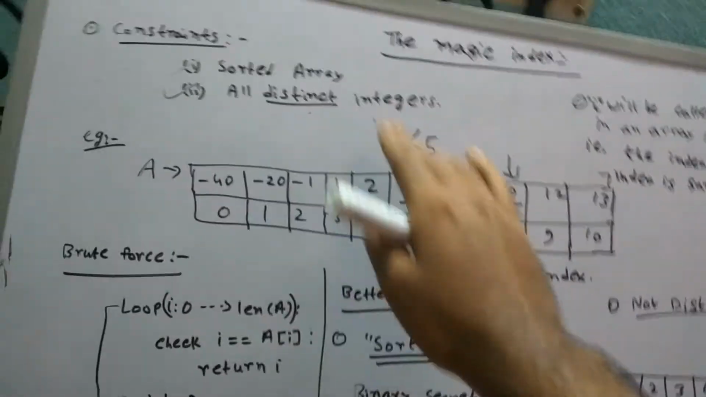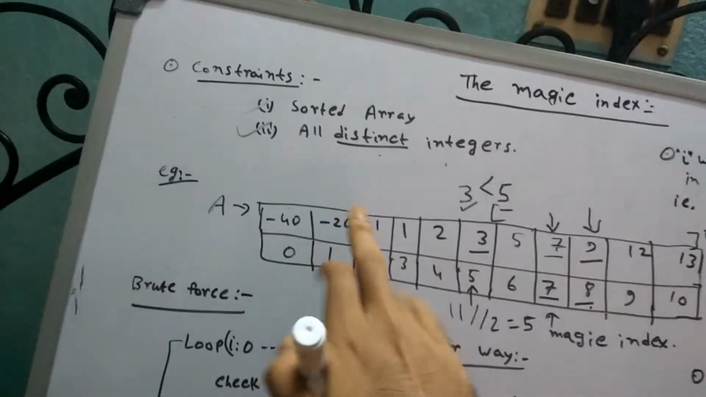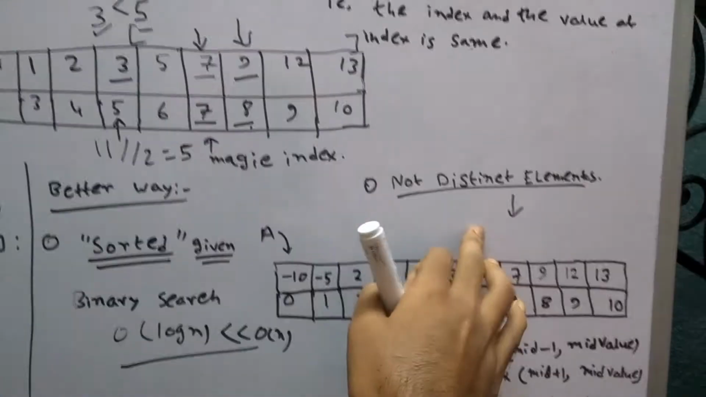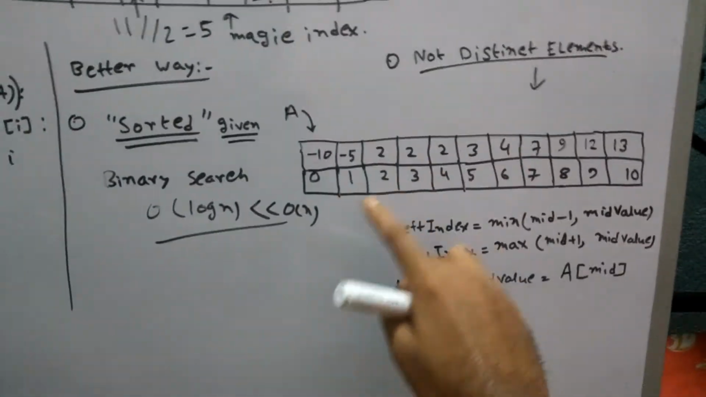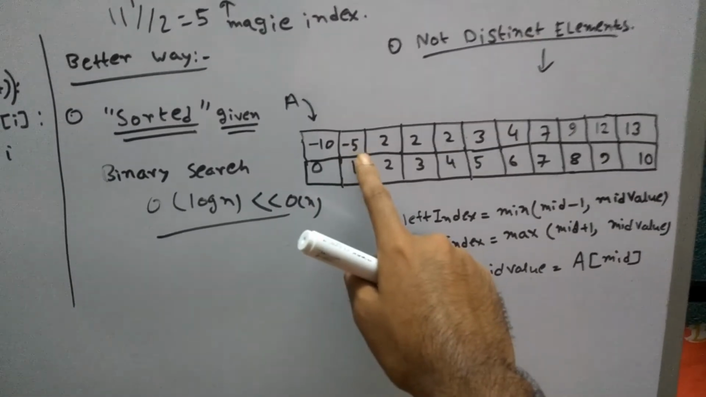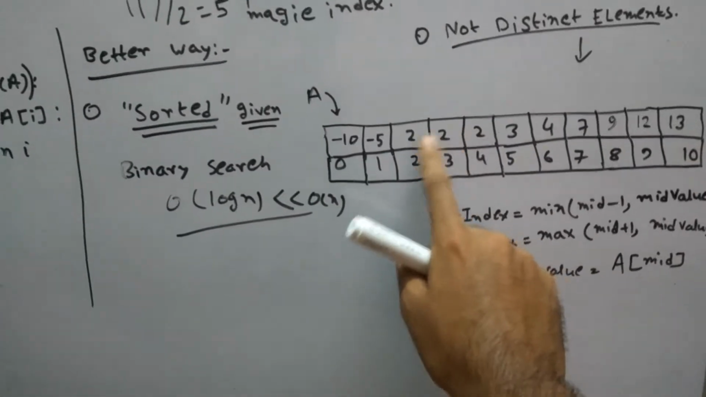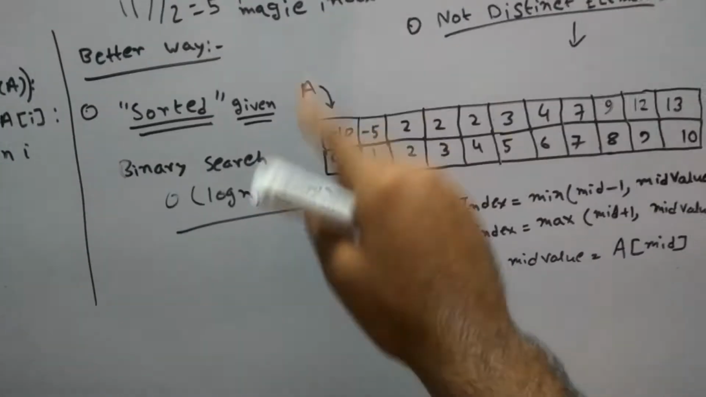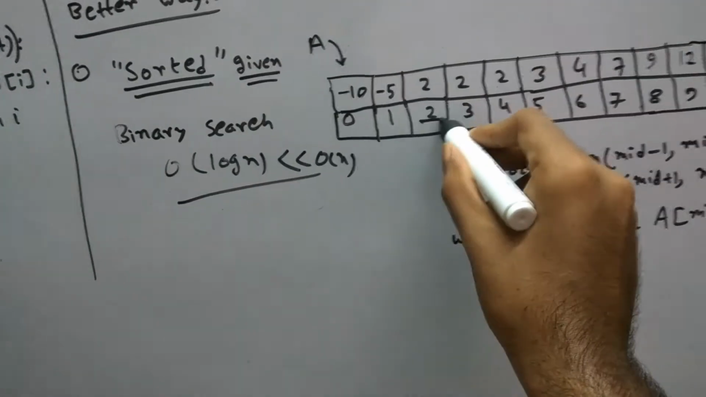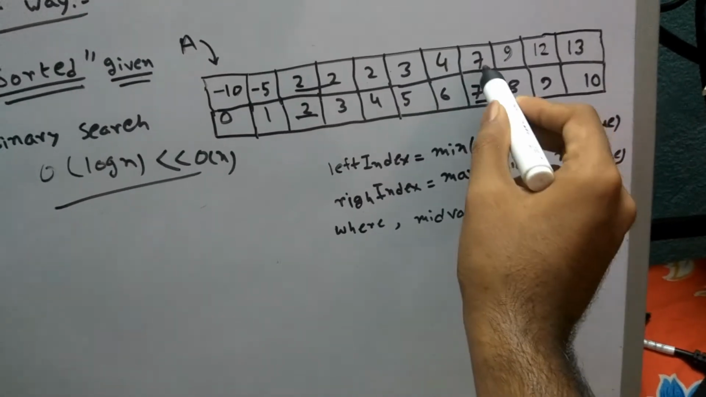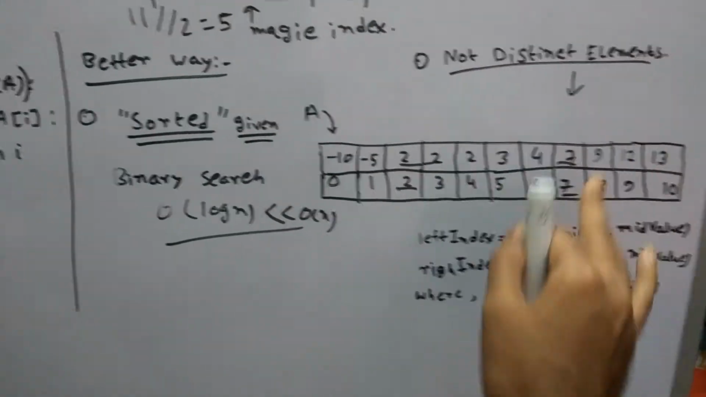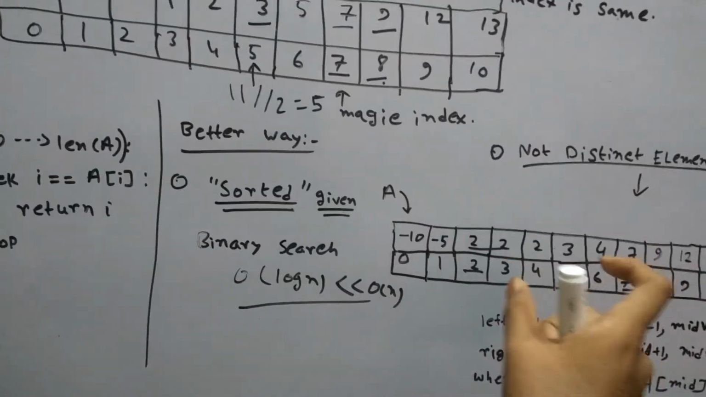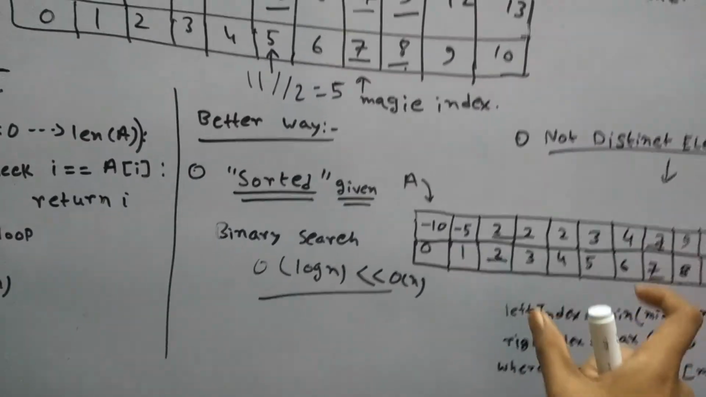Now here comes a twist. Let's suppose we don't get the second constraint, all distinct integers, and we get non-distinct elements also. For example, minus 10, minus 5, 2, 2, 2, 2, 3. Here we have repetition of elements. If we check the magic index here, we get two magic indexes: one is this one, 2 and 2, and one is this one, 7 and 7. So how do we deal with this type of problem where it is not explicitly said that there will be only distinct elements? Let's see for this example.